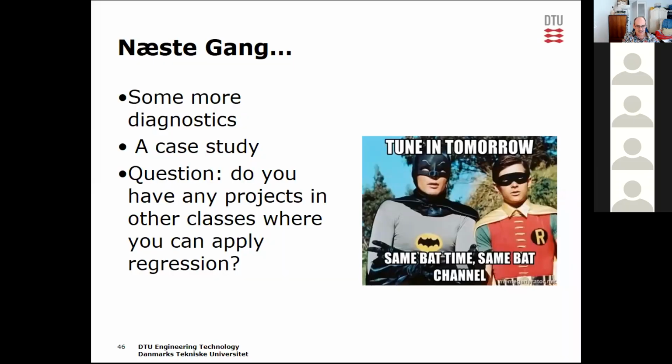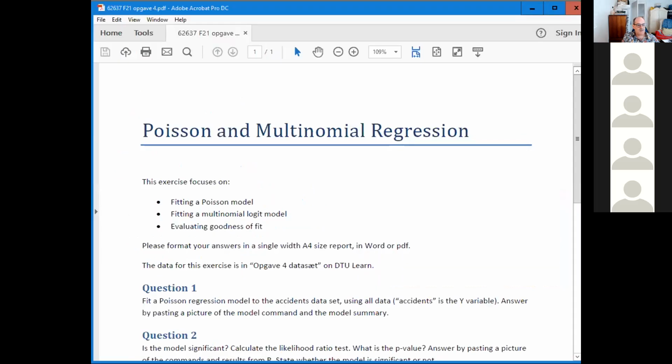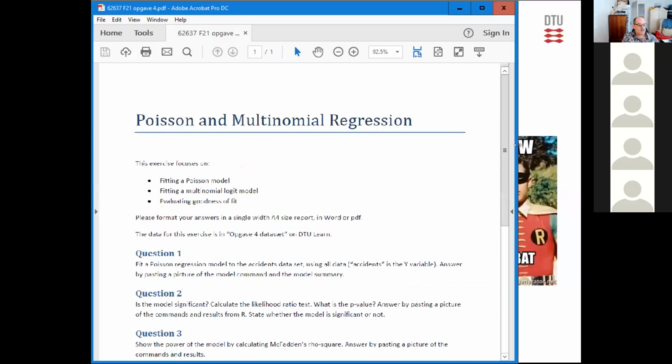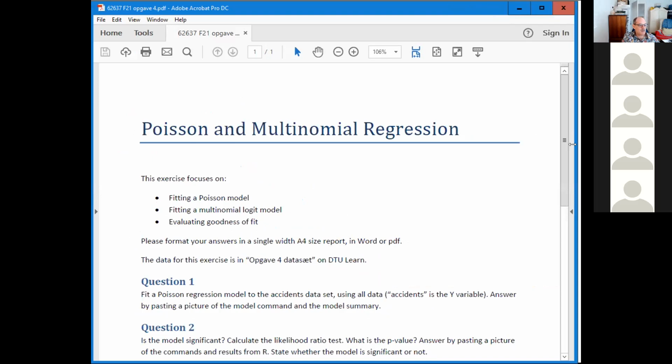Ja, fint. So the last thing I want to comment on. So we got this, we got that. I've posted the opgave 4, and just want to throw this up. And so here we go. All right.